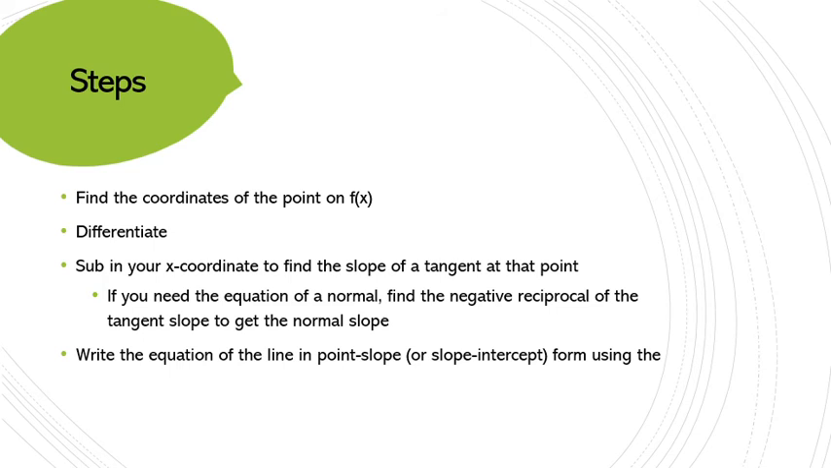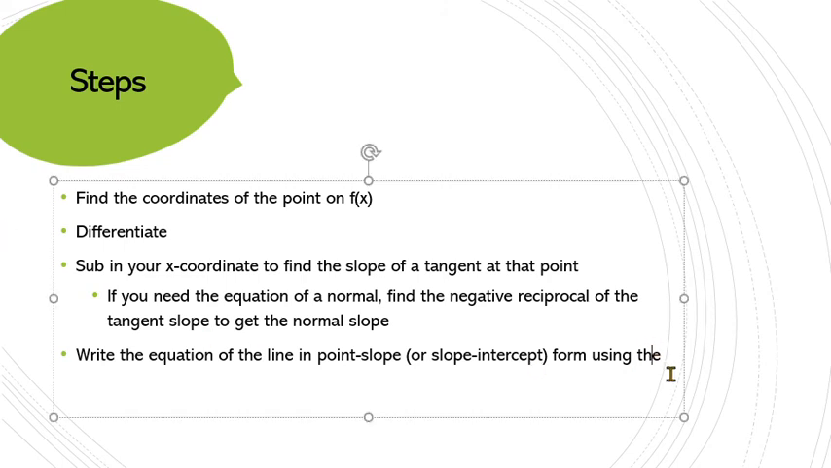And then finally, you're just going to write a line equation in point slope or slope intercept form, using the coordinates of your point and the slope you just found. That's it, that's all. It's a brief topic.